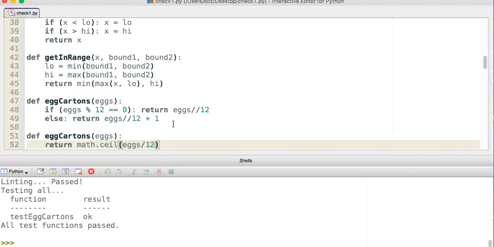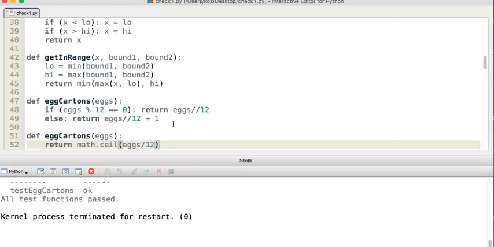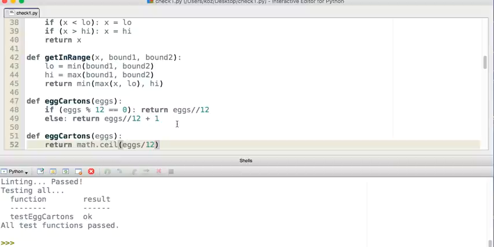And the ceiling function does exactly what you'd hope. Ceiling of 2.1 is 3. Ceiling of 2.9 is 3. And the ceiling of 3 is also 3. So it moves up to the next larger integer. If we run this, you see that it still works.